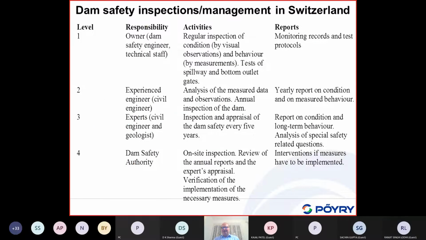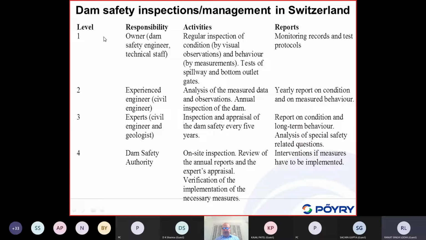Now, as an example, which has been very successful in Switzerland, I would say, the dam safety inspections and dam safety management in Switzerland consist of, and I would just like to show how we have been doing it, a system which has worked for over 50 years, so I would say it is quite a good system. We have different levels in this dam safety management and dam safety inspections, which I would like to go through quickly.